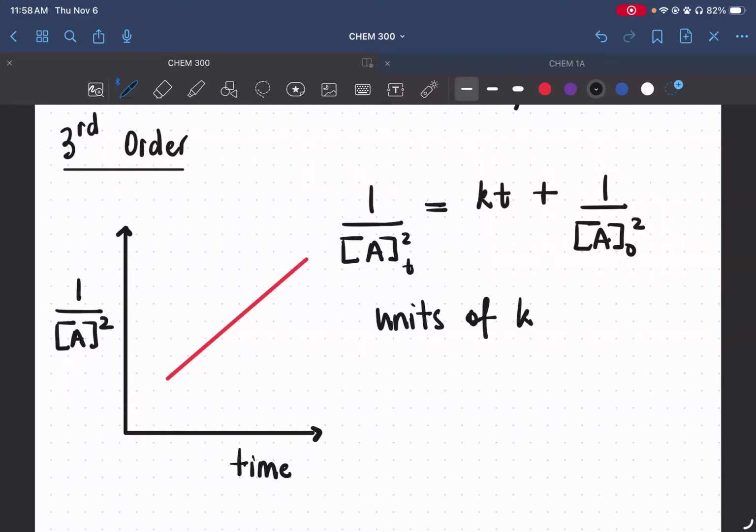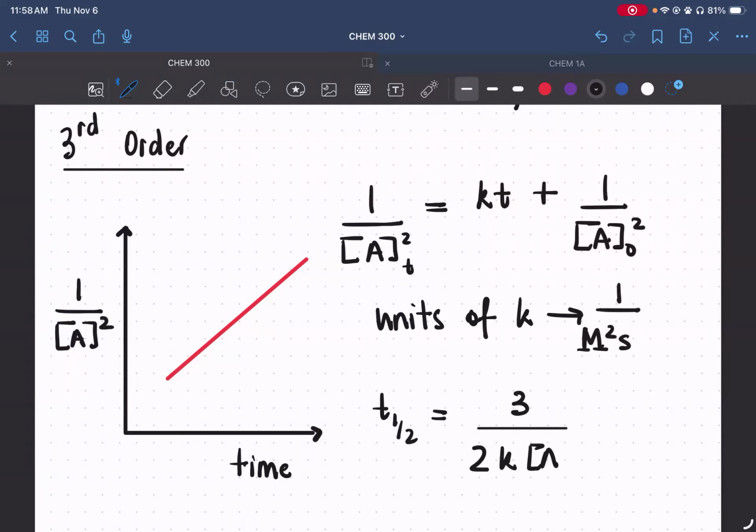Where the units of k are 1 over molarity squared second. And the half-life is simply 3 over 2k A naught squared.